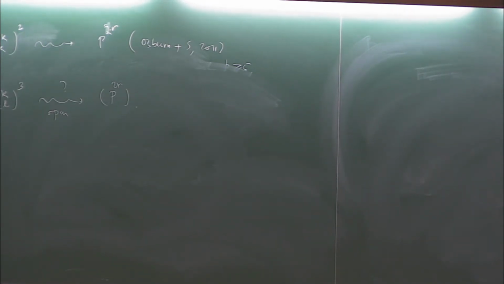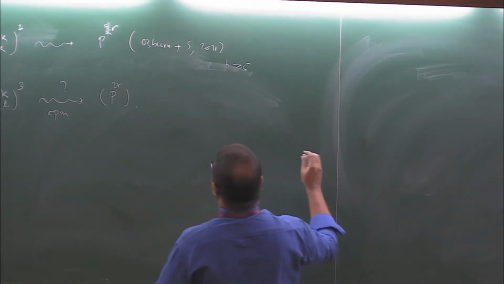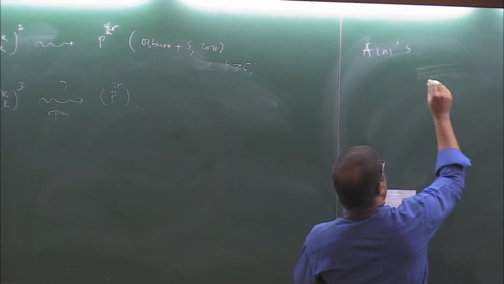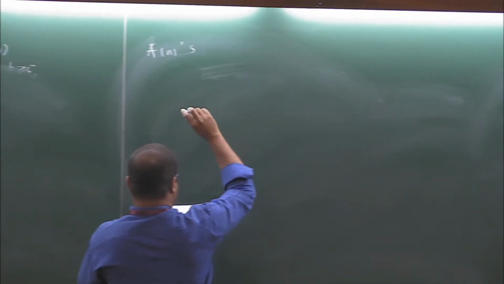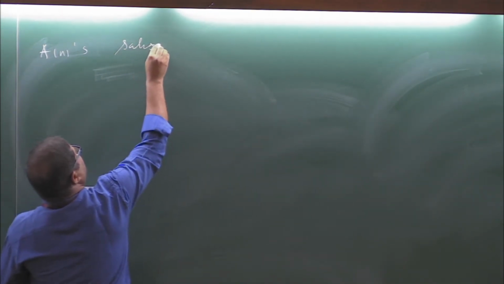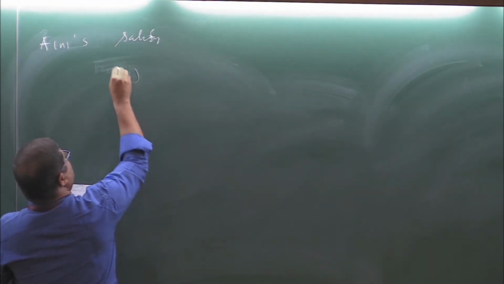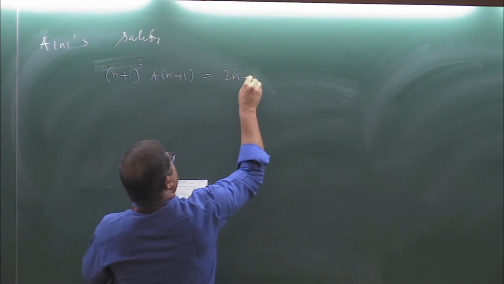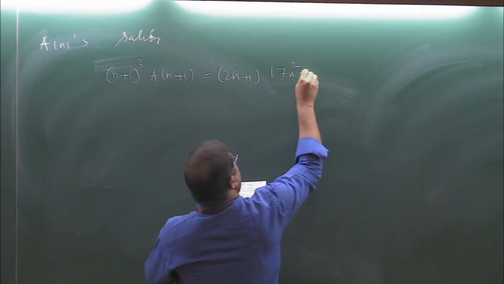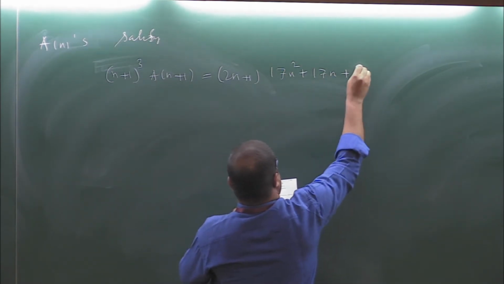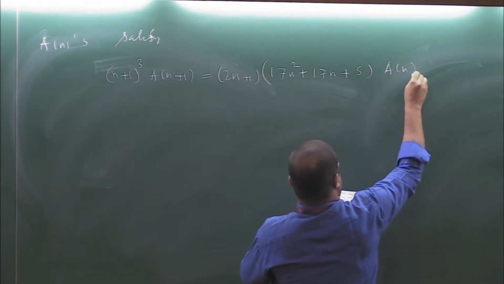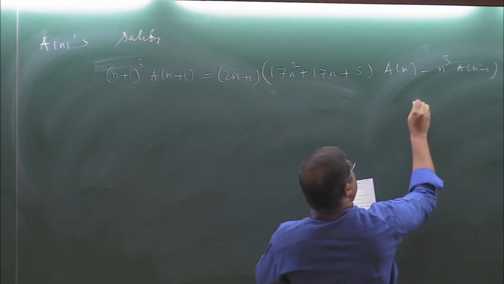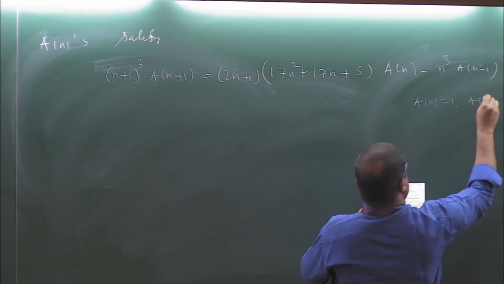Okay, so the a_n satisfy, a_n means the number I wrote in the beginning, satisfy this particular recurrence relation: (2n+1)(17n² + 17n + 5) a_n minus n³ a_{n-1}, and we start with a_0 equal to 1 and a_1 equal to 5.